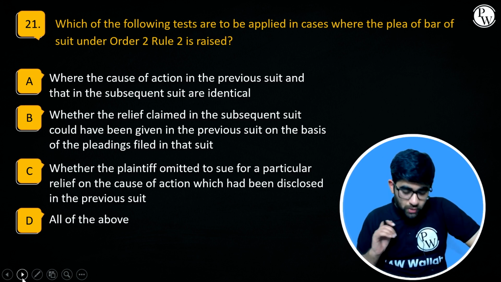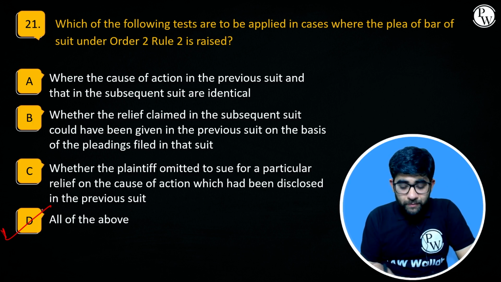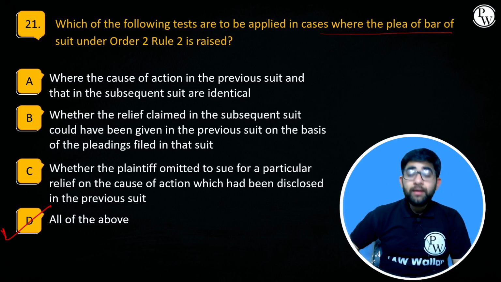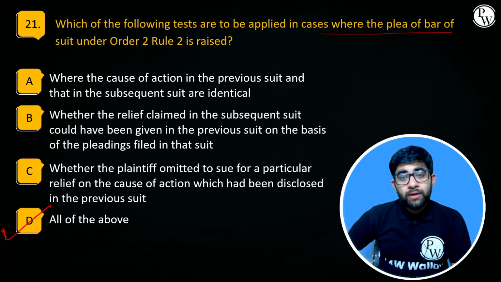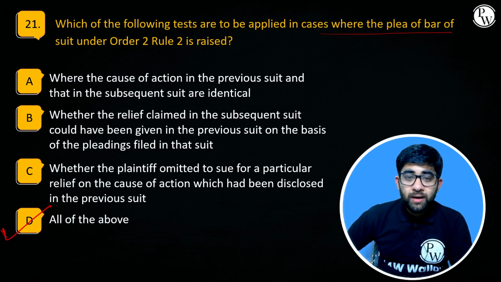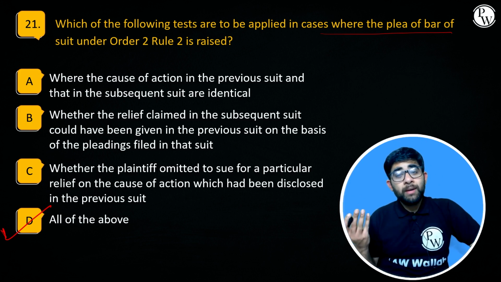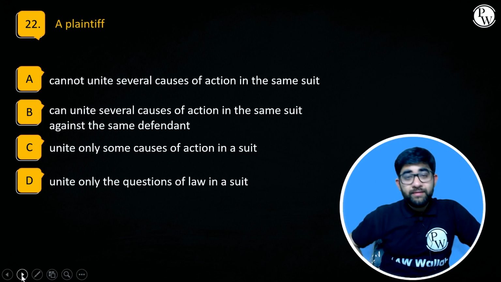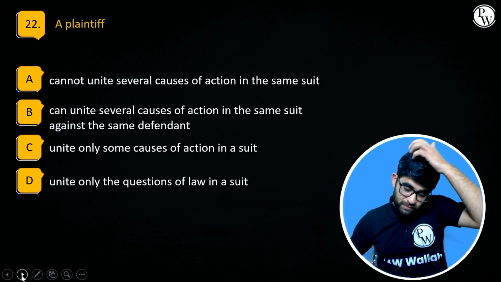The answer to this is all of the above, because what the question says is where the bar of suit under Order 2 Rule 2 is there, the cause of action in both the suits is same, relief claimed is same, and third is omitted. If omitted, then also it will apply like res judicata, then also there is a bar. So all of them. Next, a plaintiff cannot unite several cause of action in the same suit. It can.